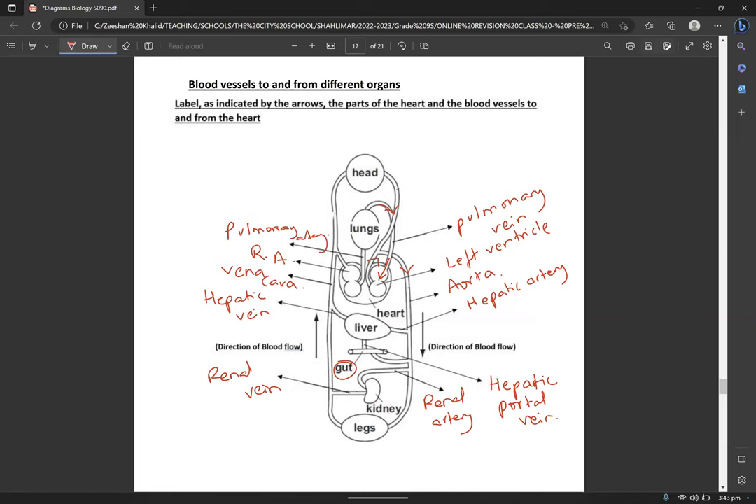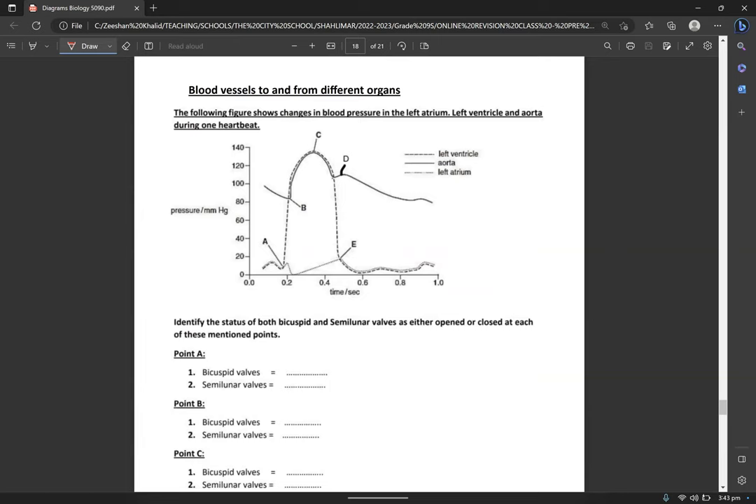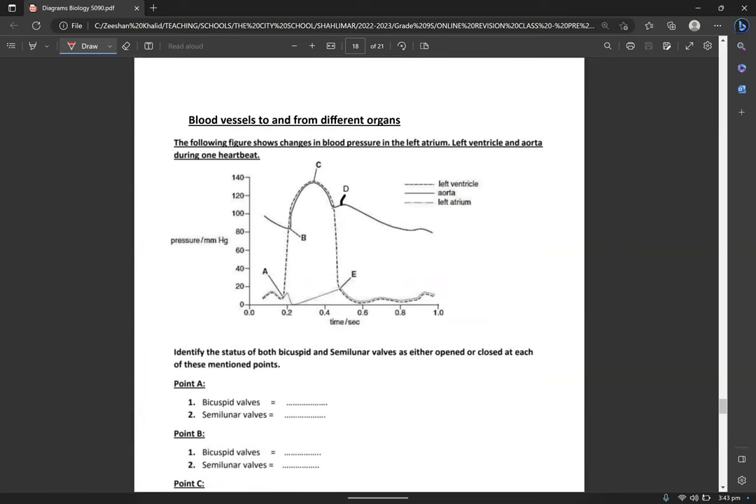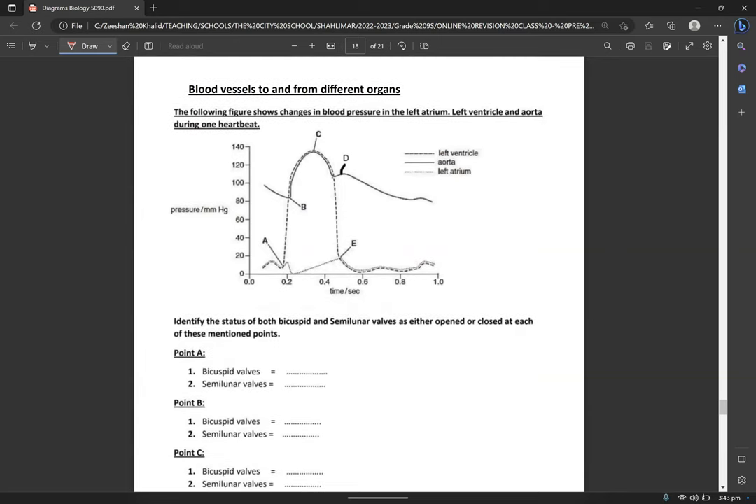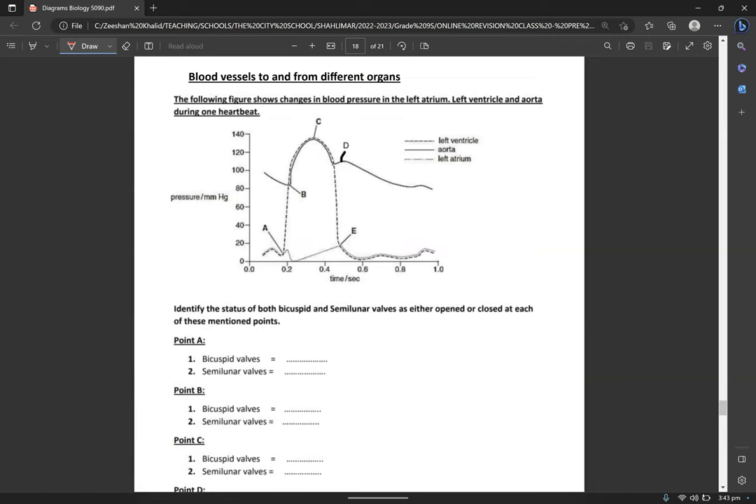Theek hai? That's the pulmonary artery. Blood vessels to and from different organs. Okay, so we talked about this graph. Ye bada important graph hai. Basically, ye jo dotted line hai, this is representing the left ventricle. Aur aapne important cheez dekhni hai ki aorta aur left ventricle ka kuch points pe overlap hai.